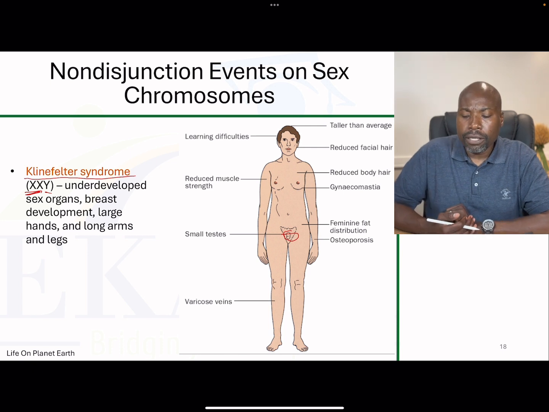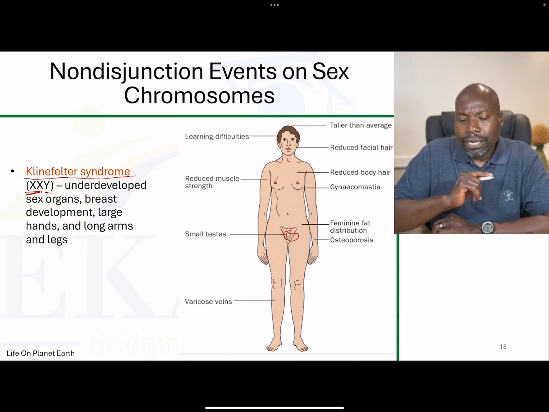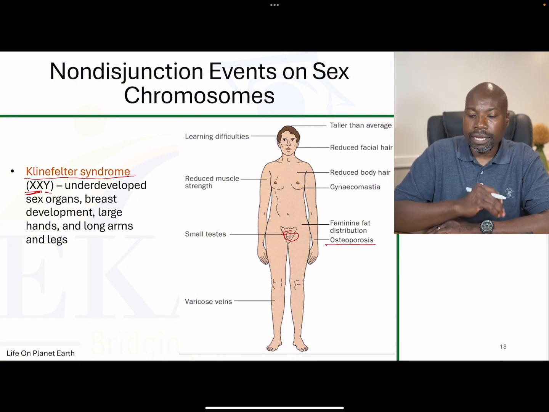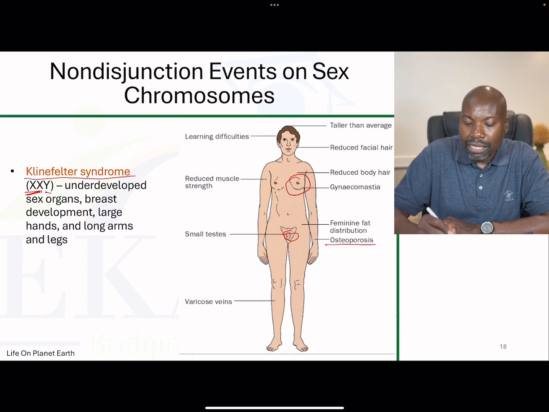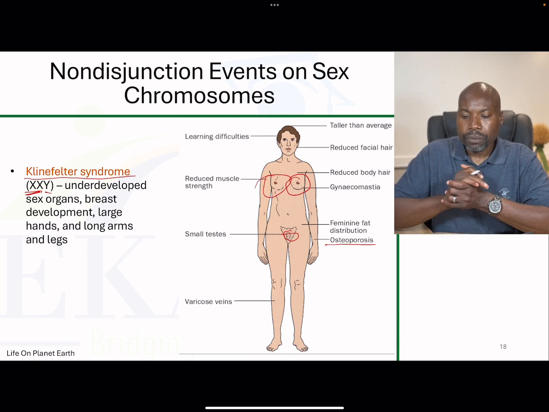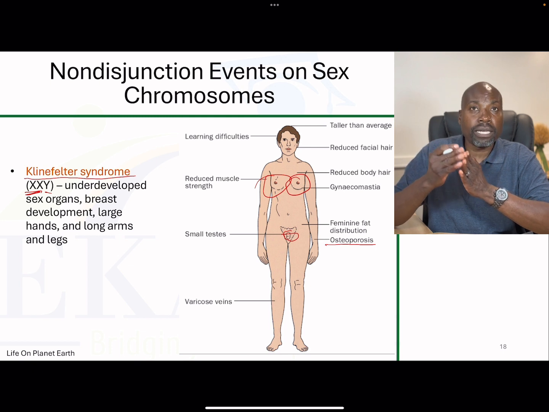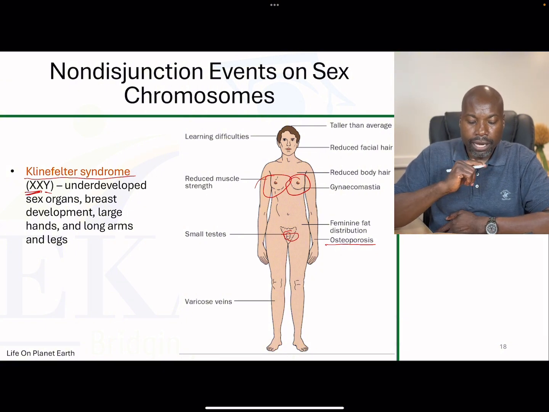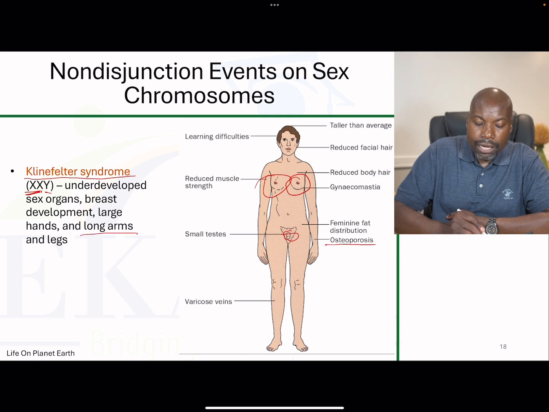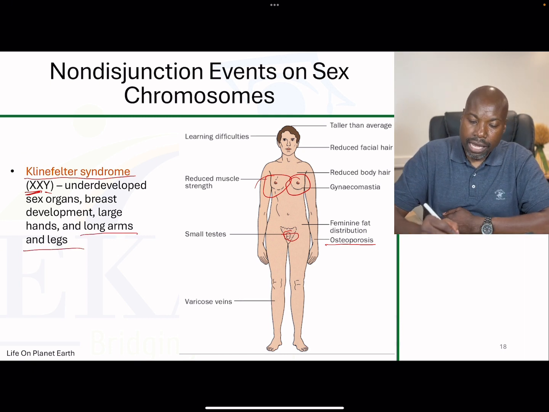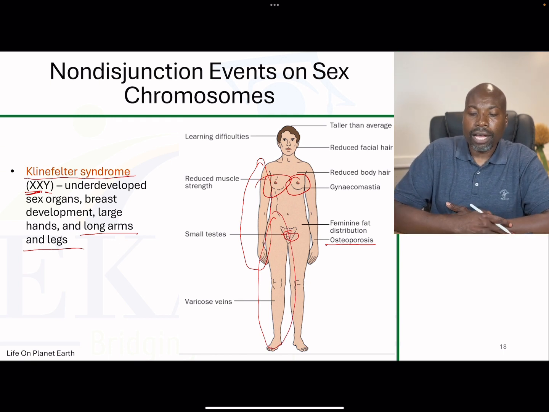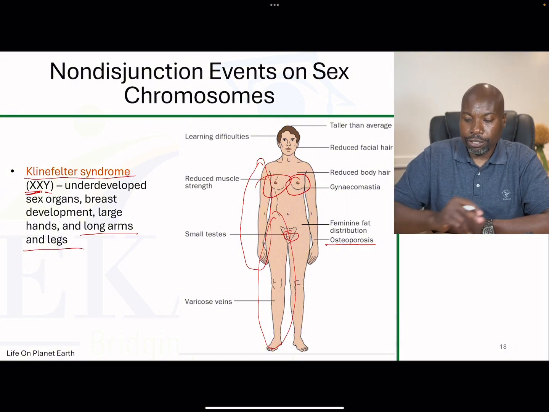In terms of the bones, the frequency of osteoporosis is very high. The breasts are going to be very developed, compared to a male who has only one X and one Y. What else should I say here? Oh, long legs and long arms. The arms and legs are going to be unusually long. The individuals are going to be taller than average.